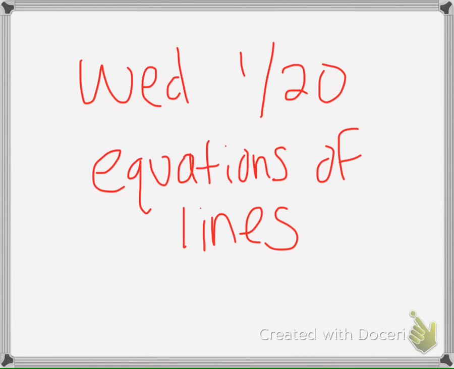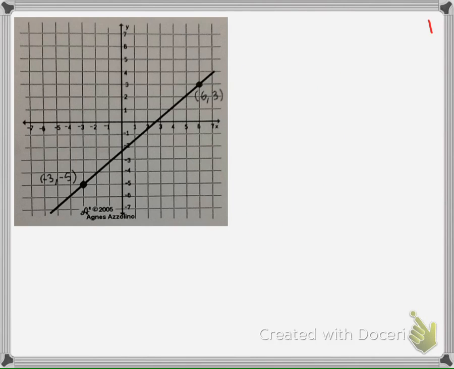Okay, this is homework for Wednesday, January 20th, for those of you that have equations of lines. Your first problem, just like yesterday, is to find the equation of this line given the 2 points. So I'm going to set up my table, and I'm going to think ahead on my table to include 0 so I can find my y-intercept.